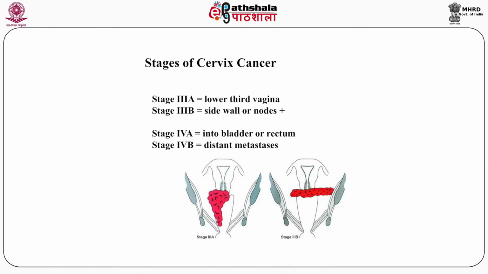Now the next stage of cervix cancer is third A, which is a higher stage, where growth of the tumor is in the lower 1/3 of the vagina. In stage third B, side walls and nodes are positive. Fourth A stage is the case when the tumor extends up to the bladder or rectum, and in fourth B, distant metastasis takes place.